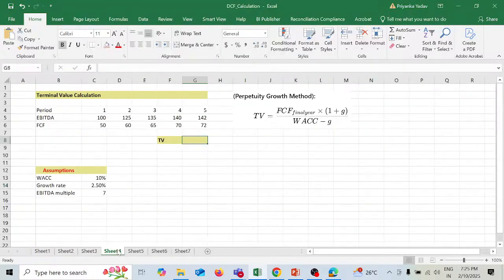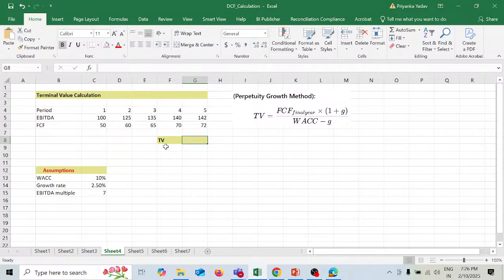In another sheet over here, for terminal value calculation, we are calculating terminal value for 5 years. Okay, so here this is the time period provided in years. EBITDA and FCF I have already told you how this is calculated. So after you prepare your income statement and you have the figure of EBITDA here, then you will work on FCF, and once you get your figures for FCF, you are going to calculate your terminal value.